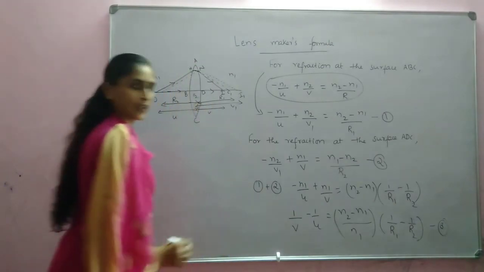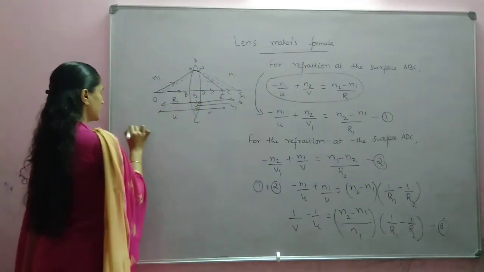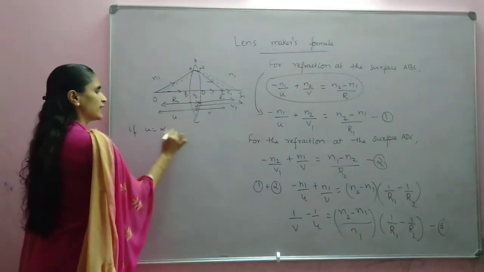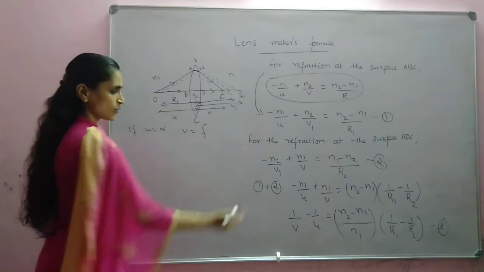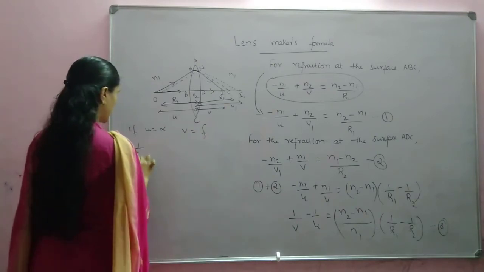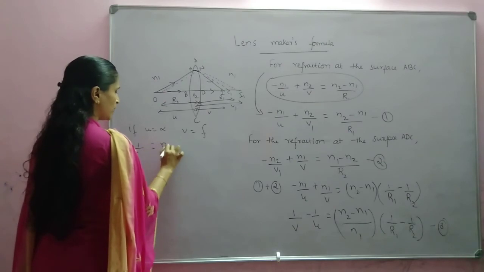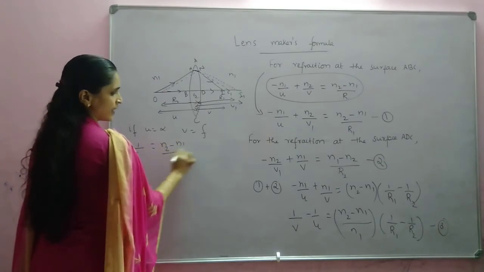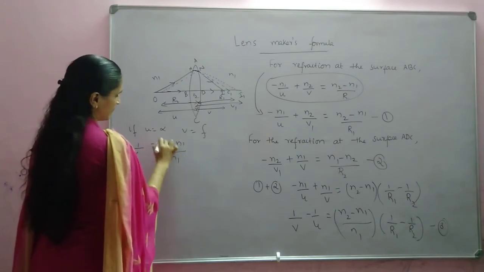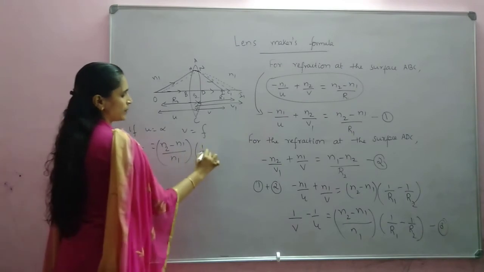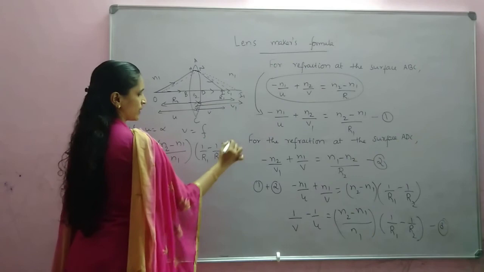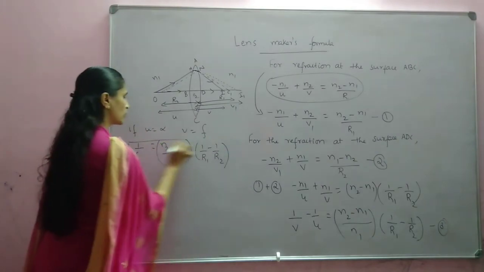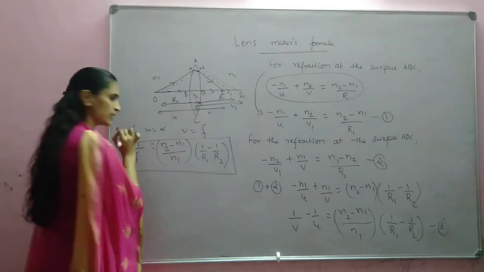Now, if the object is at infinity, if U is infinity, we can write that the image will be formed at the focus. So what we will get? 1 by F is equal to N2 minus N1 by N1 into 1 by R1 minus 1 by R2. And this formula is known as the Lensmaker's formula.